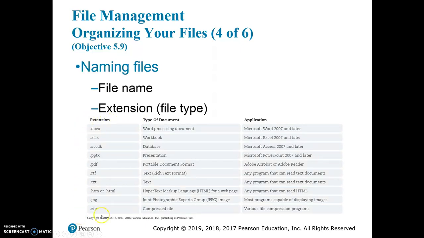So here's a list of extensions. This is by no means comprehensive, but it's just to give you an idea. Okay, .docx is a word processing document. Here's one you guys are familiar with. .pdf is a portable document format. So all different types of file types. Okay, and that just tells you what type of file you have.